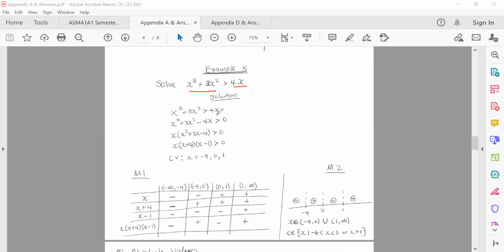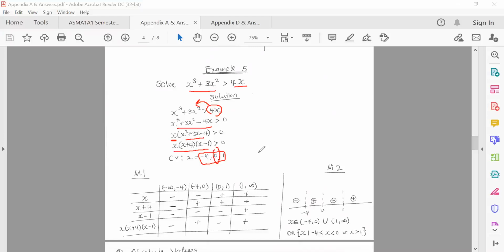What you need to do is to transpose. Take this guy to the other side. All right. You see what I have here? x cubed plus 3x squared minus 4x greater than 0. Factor out that x that is common, and then factor this quadratic expression. You end up with something like this. You see, now I have 3 critical values. If you made the mistake of dividing all through by x, you're going to lose this critical value 0. All right. You end up with just minus 4 and 1.